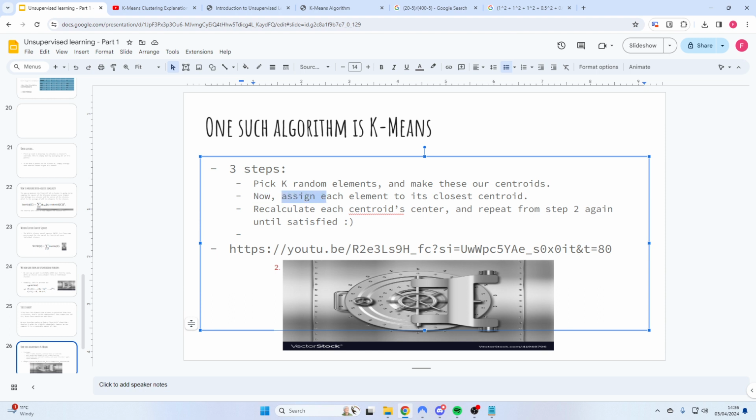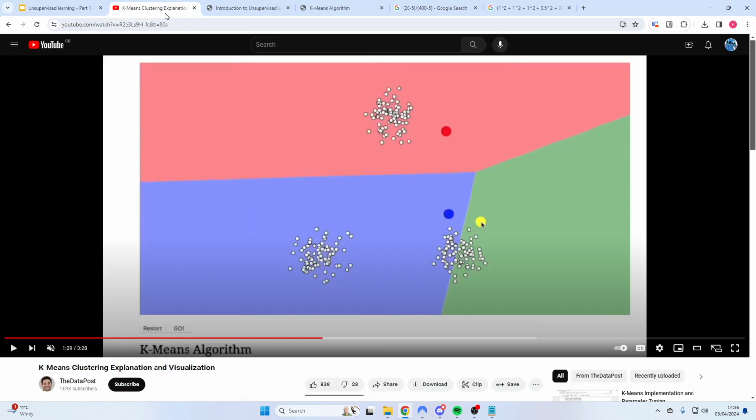Okay, the next step, assign each element to its closest centroid. So here you can see they've coloured in the backgrounds, which represents that if a point is in this background, its closest is blue. So we can see its closest is the yellow here, and when we go over here, its closest is blue. So the next step is assigning every element to its closest centroid.